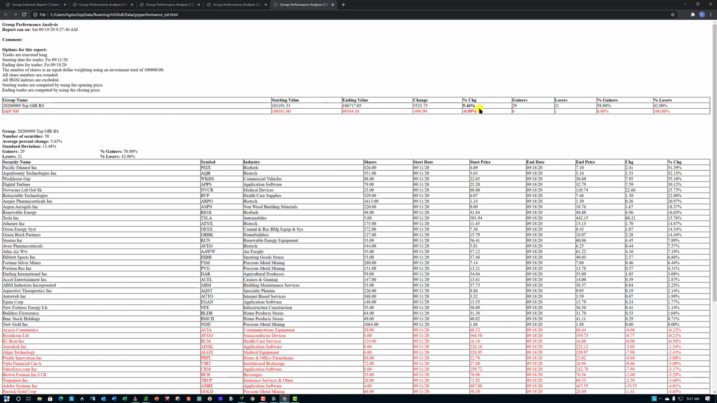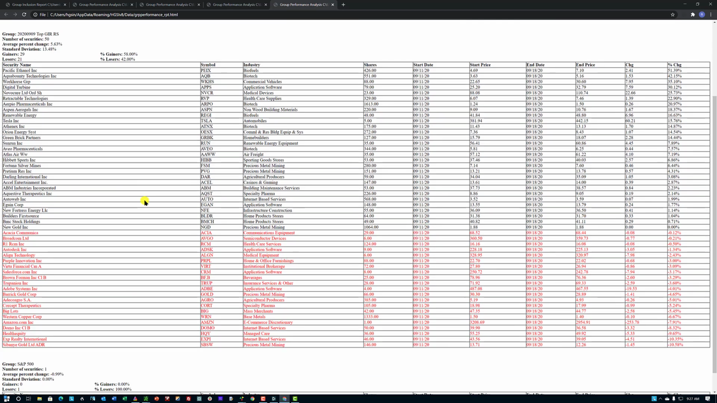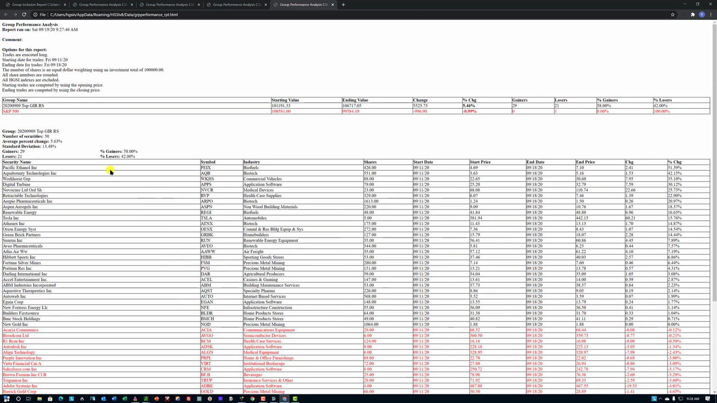Now, let's try this again. Now, that's more like it. So, 5.46 compared to down 1%. So, there's a 6.5% difference on this whole group of stocks compared to the S&P.